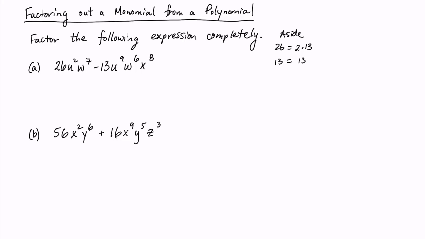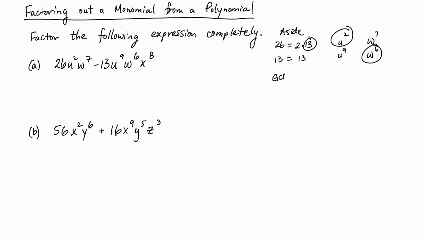Now the letters are a little bit easier. If you had to compare u squared and u to the ninth, there's u squared in common. And if you had w to the seventh and w to the sixth, then you have w to the sixth in common. So we have this in common, this in common, and this in common. So the GCF of the two terms is 13u squared w to the sixth power. Notice they don't have any x's in common.